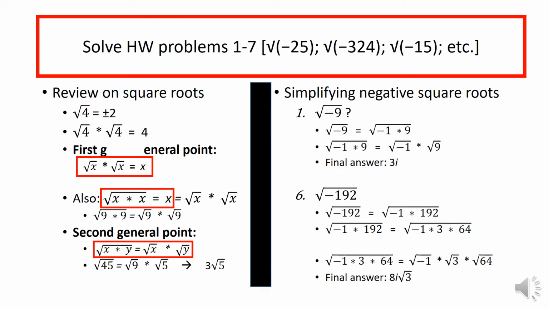Those are just 2 pages down. The first problem is the square root of negative 25. The second one is the square root of negative 324. So go ahead and keep this screen up so that it's showing you the steps that you need to use to solve those problems. And go ahead and just knock out homework problems 1 through 7.